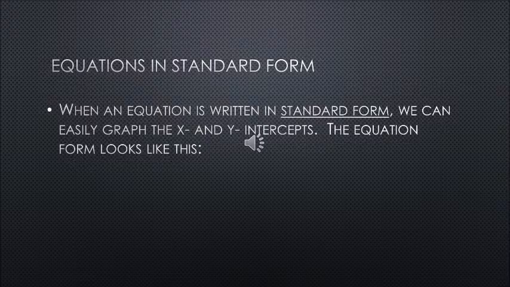We will look on the next slide for the rules of equations in standard form, but just very quickly notice that a and b in front of the x and y, those coefficients, will be numbers. C is called the constant and it will be on the right side of the equation. So a, b, and c would be numbers. X and y will be in your equation form.